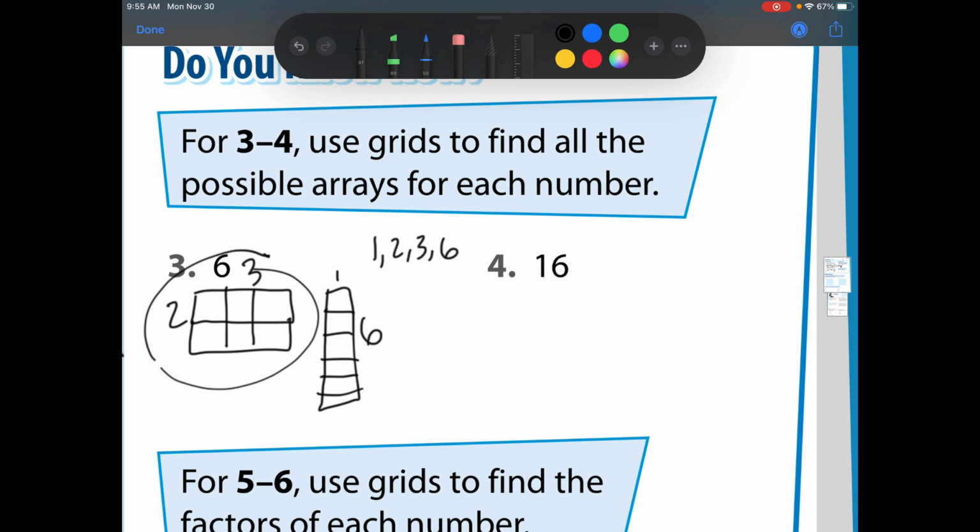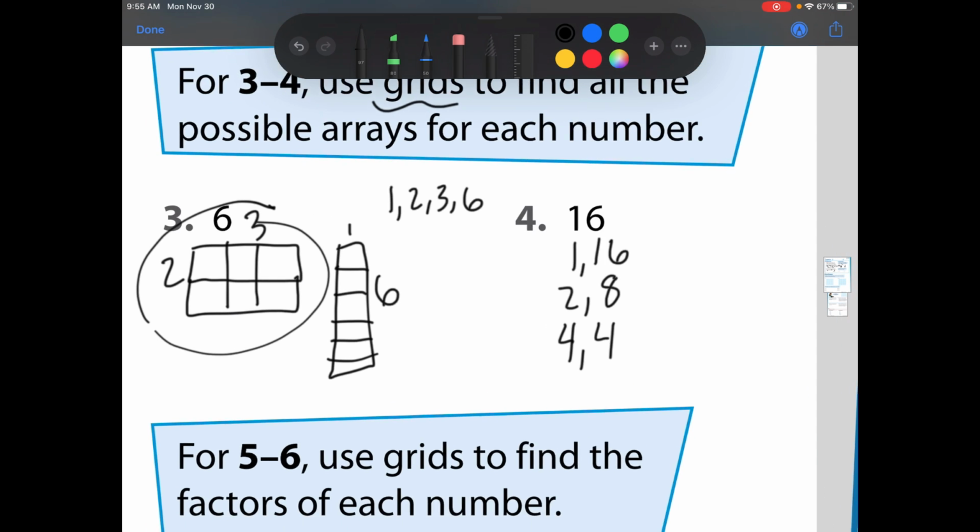Now what about our next one, 16? Well, this one, even though it says use grids, since I don't have a grid to share, I'm going to use my multiplication to know my factors. So I know I can get 16 by 1 times 16. I know I can get 16 by 2 times 8. And I know I can get my factors of 4 by 4, 4 times 4. So these are all of my factors for my number 16.